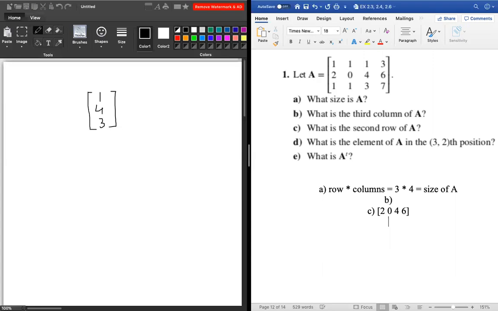And part D: what is the element of A in the 3-2 position? This here is the third row, so if we go here, third row, 1, 2, 3, and the second column, so 1, 2. So it's this element here. Okay, so the element at the 3-2 position is 1.